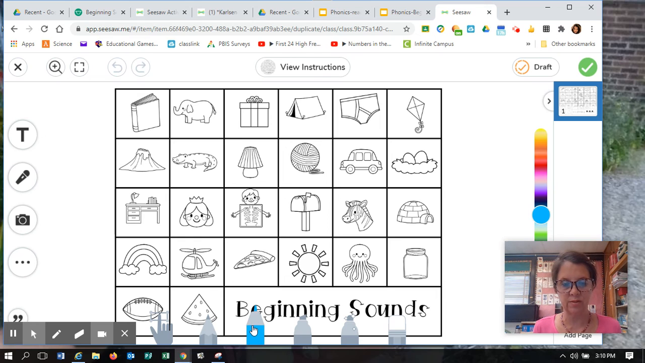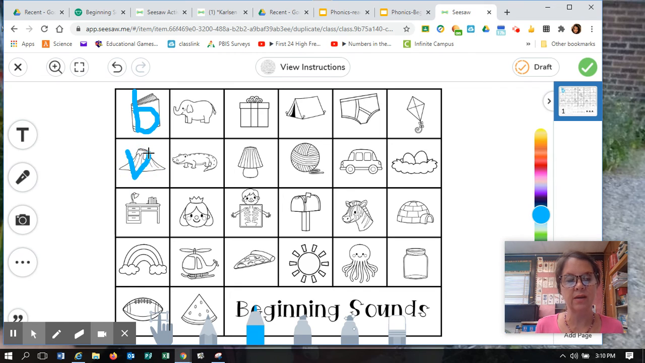I'm going to pick my pen tool. It's next to my pencil here. I'm going to choose a little thicker pen. And this here is a book. Book. I hear b at the beginning of book. So I'm going to draw a letter B over the book. Now I'm done with that one. I'm going to look at the one underneath it. This is a volcano. I hear a V at the beginning of volcano. So I will write a V.